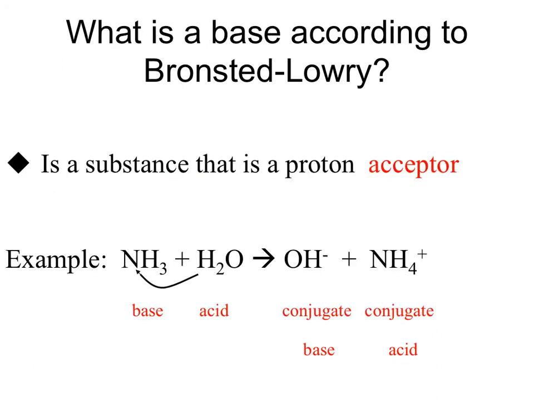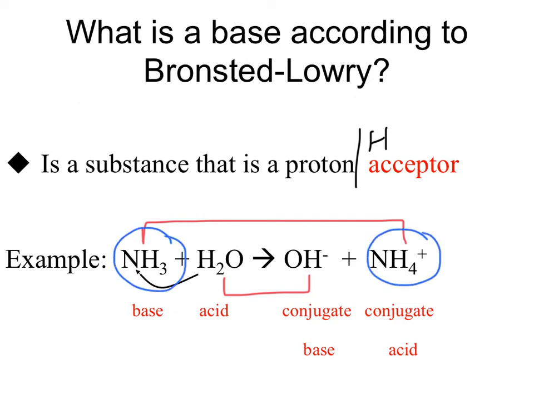So Bronsted and Lowry also identified a base as a substance that is a proton or hydrogen acceptor. If we do the same thing we did a few minutes ago by connecting the substances that look similar to each other, if we look at NH3 and how it's changed to NH4+, you will notice that it accepted a hydrogen ion. And so that's why it's called a base.